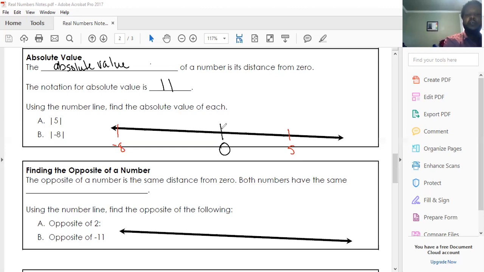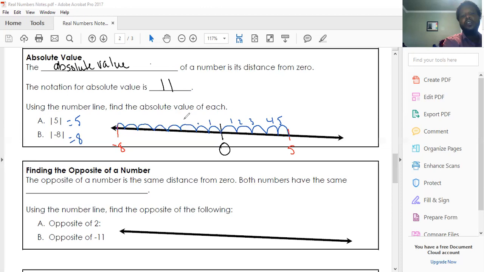So from 0 to 5, we have to go 1 space, 2 spaces, 3 spaces, 4 spaces, 5 spaces. So the absolute value of 5 is 5. What about the absolute value of -8? The absolute value of -8 is 1, 2, 3, 4, 5, 6, 7, 8. I have to do 8 jumps to get to 8, so that's the absolute value of -8. It's just 8. I just have to count those jumps.